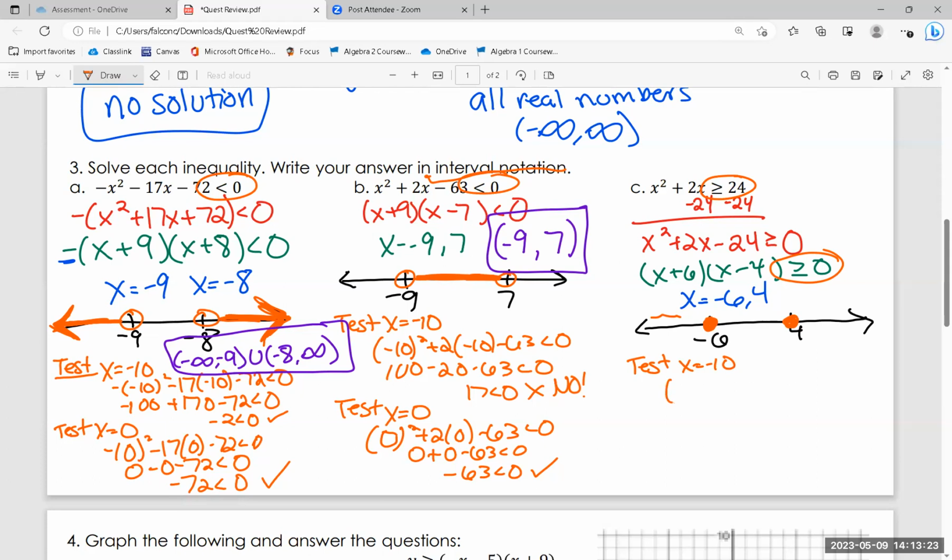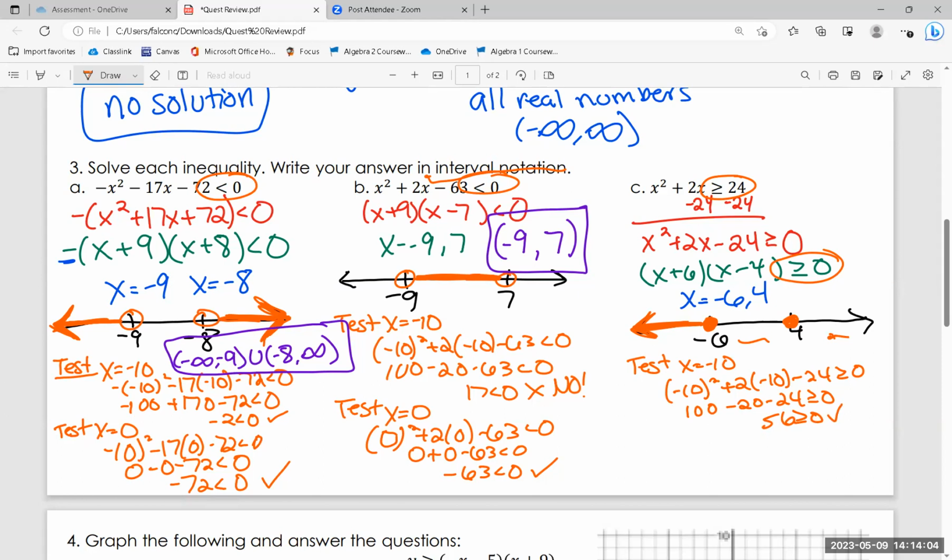All right, so this will be -10 squared plus 2 times -10 minus 24 greater than or equal to 0. So that would be 100 minus 20 minus 24. That'll work. 100 minus 44, for sure, 56. So that's going to work. So we're going to shade over here, less than -6. I know that if that works, then the middle part is not going to work, and that probably bigger than 4 is going to work.